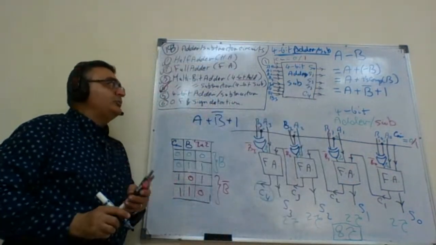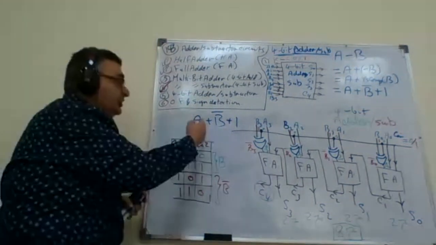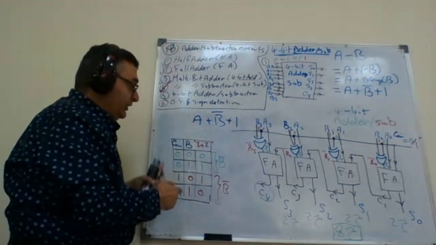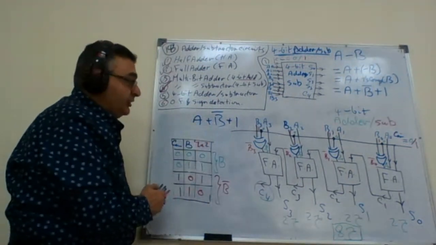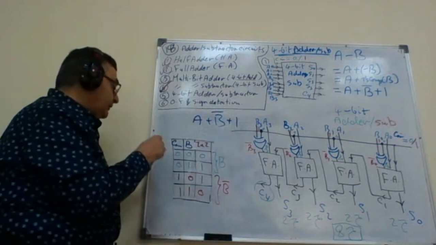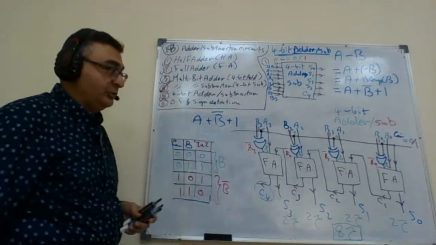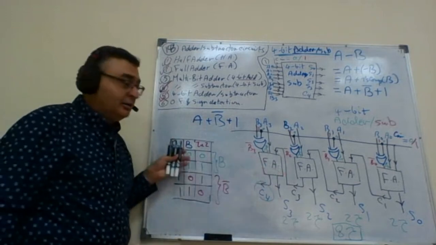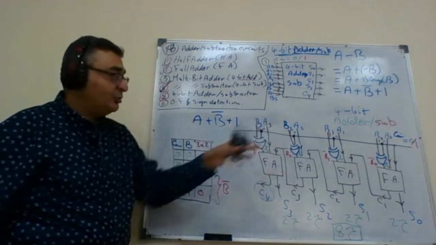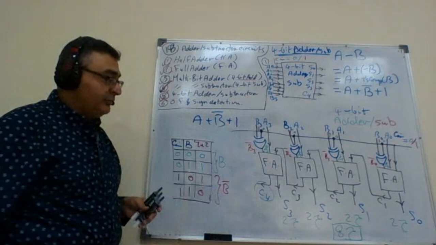Okay? So it is very flexible. By only changing one input, I can switch between the adder and the subtractor. So this circuit is called the adder slash subtractor circuit, a 4-bit adder subtractor. And it can be easily extended by more full adders and XORs to give me a larger circuit.